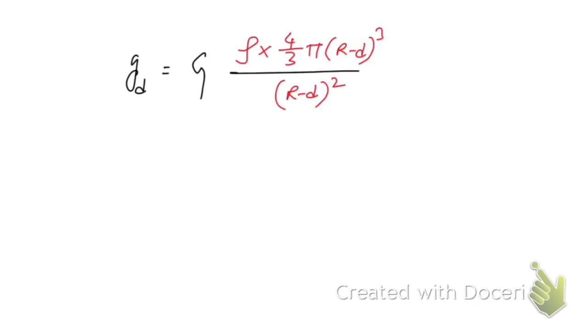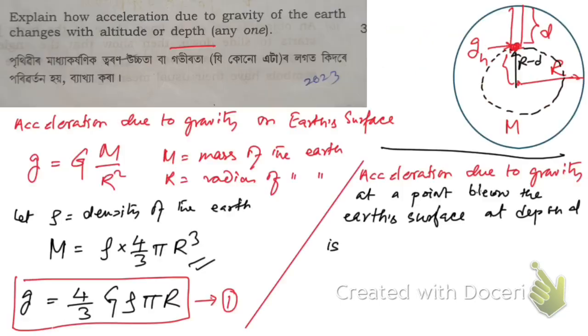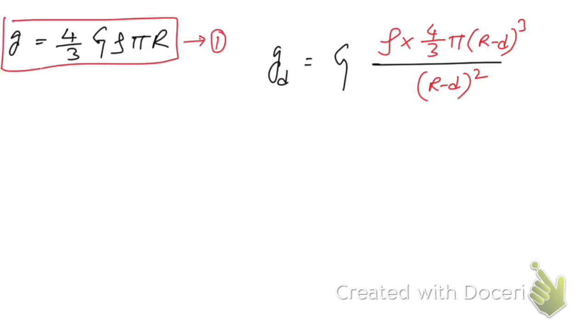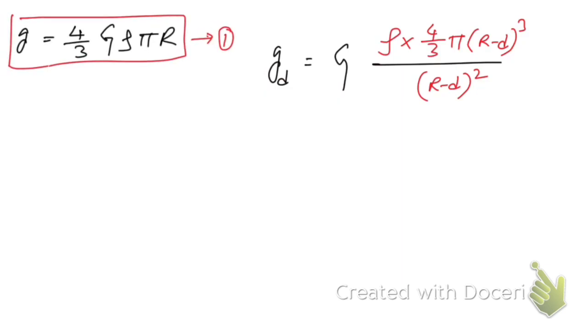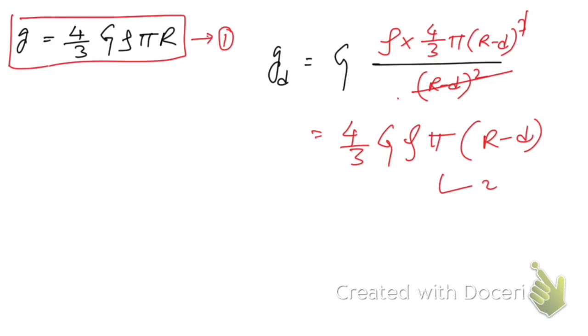So here is the expression. Let me copy the first equation as well. You don't need to repeat these equations, I have just changed the slide, that's why I have written them here again. Now if you cancel this by this, then you're going to get 4 by 3 G rho pi into R minus d. This is 2. Divide equation number 2 by equation number 1.